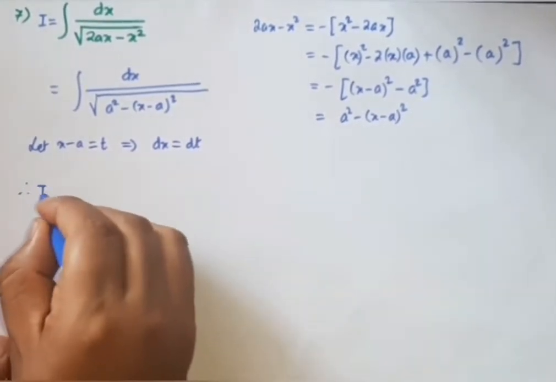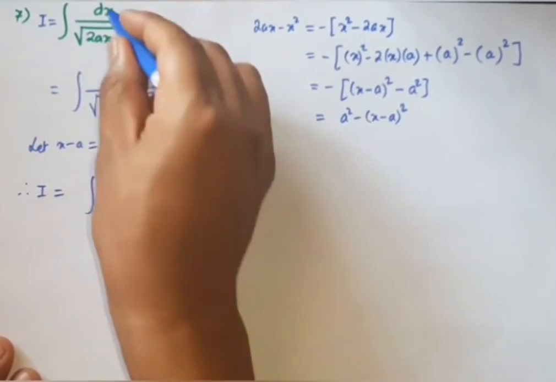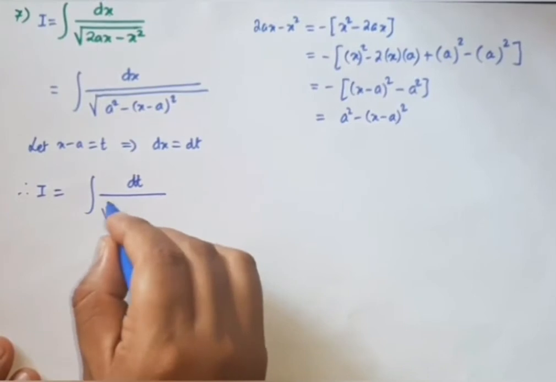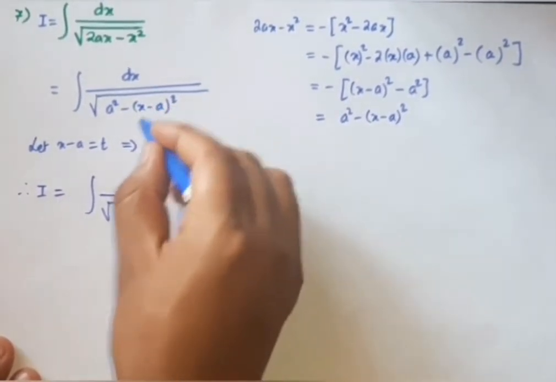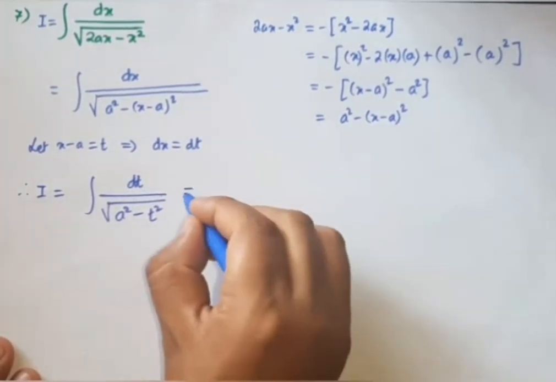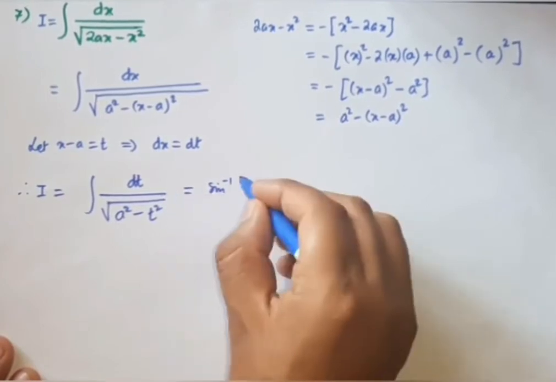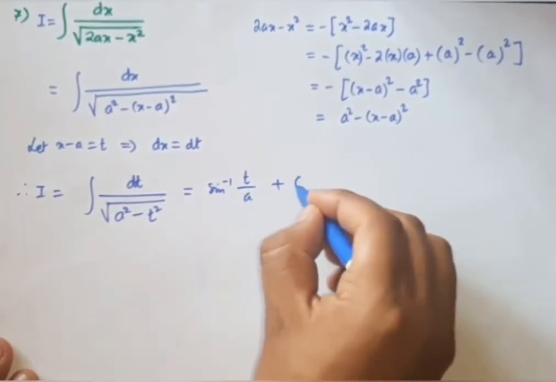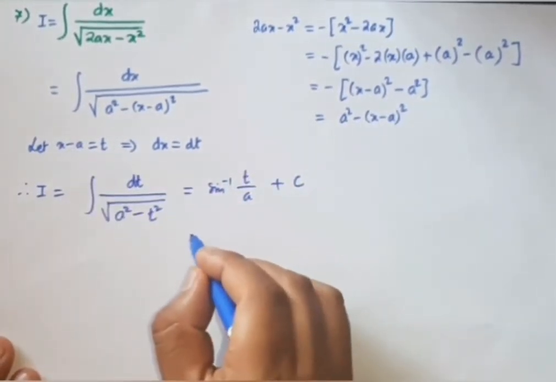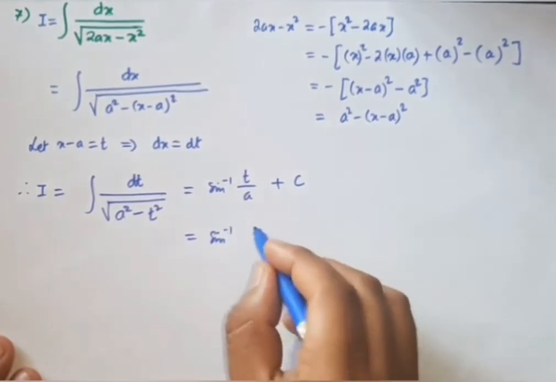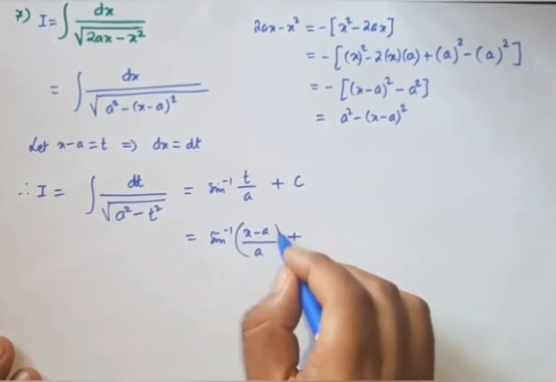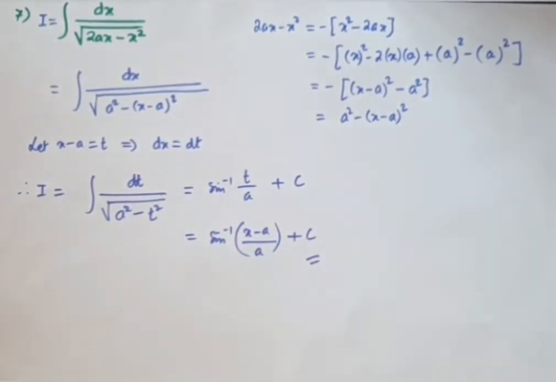So therefore my integral I turns into integral, so instead of dx I am writing dt by square root of a square minus this x minus a, which is t square, right? So again this is equal to how much? This is equal to sine inverse x by a, right, with constant of integration. Now let us resubstitute the value of t. So t is equal to x minus a. So that's why my answer for this particular question is sine inverse of x minus a divided by a, with constant of integration. So pause the video to note down.